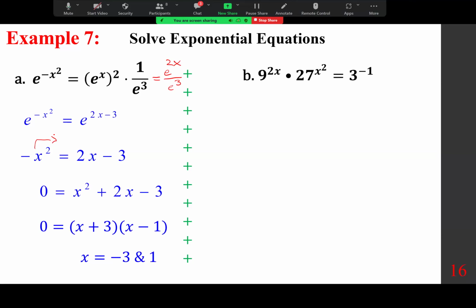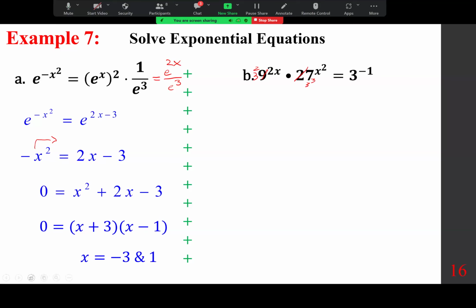9 to the power of 2x times 27 to the power of x squared equals 3 to the power of minus 1. Well, on the right side, the base is 3. On the left side, we can change the 9 to 3 squared and 27 to 3 cubed.